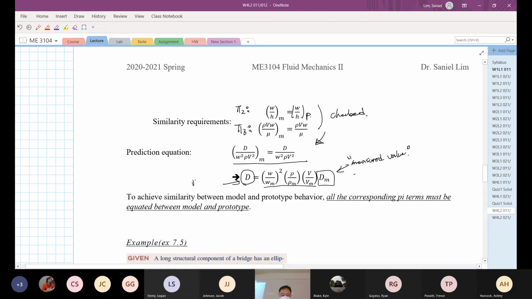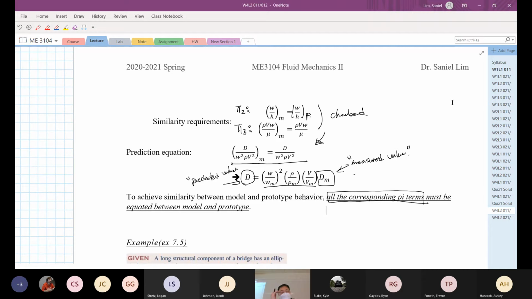Then you can predict in the prototype, okay? So to do this similarity analysis, all the corresponding pi terms should be the same between the model and the prototype, all right? If it has like 4 pi terms, you can just compare the 4 pi terms between the model and prototype. If it's just 1 pi term, you can just make this 1 pi term as same as possible.